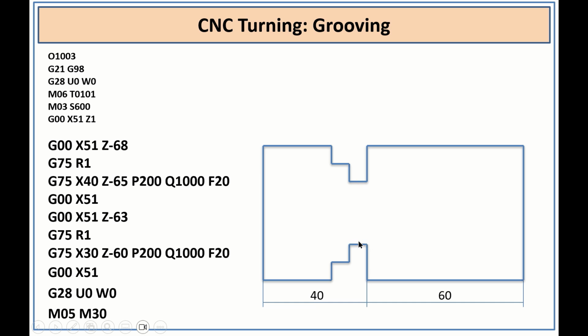This diameter is 30, and this diameter is 40. We know the diameter of the sample is 50. So now the initial cycle, this is the same for all the programs, so I have copied it, and then G00 X51 and Z -68. Now the tool is here, that tool I am calling here, and I am mentioning the Z value as -68.